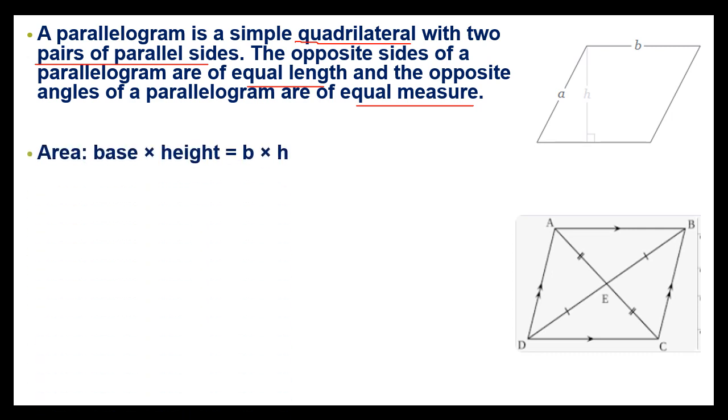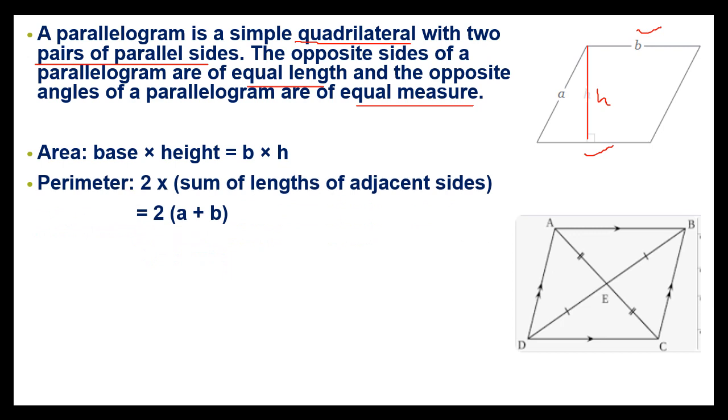We find the area of a parallelogram by multiplying the base length with the corresponding height. So B is the base of this parallelogram and h is the corresponding height of the parallelogram over the base B. So B into h gives you the area of the parallelogram.